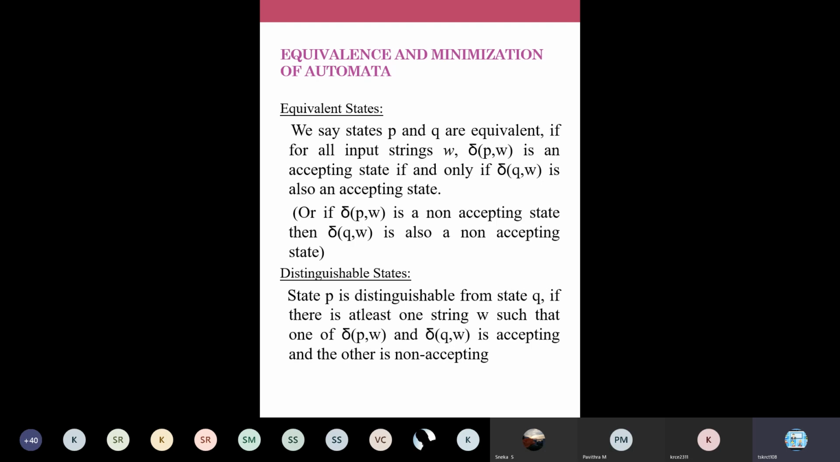There won't be two or three minimized DFAs. There is exactly one possible minimized DFA. So for that, the method we are going to use is to find out equivalent and distinguishable states. For example, if there are 2 states, I'm going to find out whether these 2 states are equivalent or not. If there are some equivalent states, I'm going to eliminate one of them.